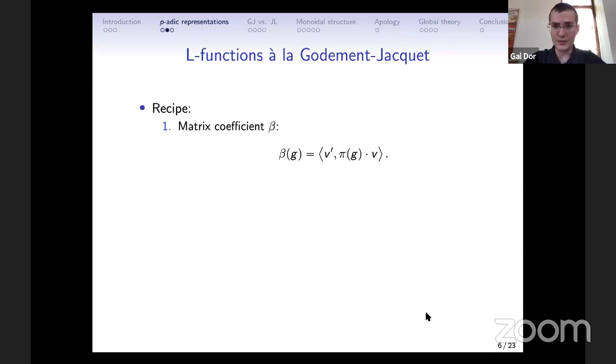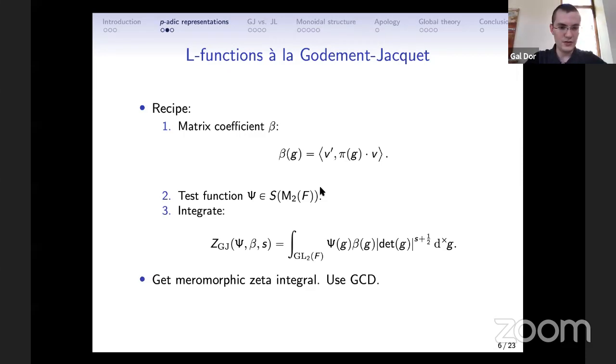So let me give a quick reminder about Godement-Jacquet functions and the Jacquet-Langlands L functions. Basically, how does a Godement-Jacquet function work? You start with a matrix coefficient, which consists of a vector in my representation and a covector, and you consider it as a function on the group by applying the element of the group to the vector and multiplying by the covector. The next thing you need is a test function, which is a smooth compactly supported function on M2(F). And then you integrate them together.